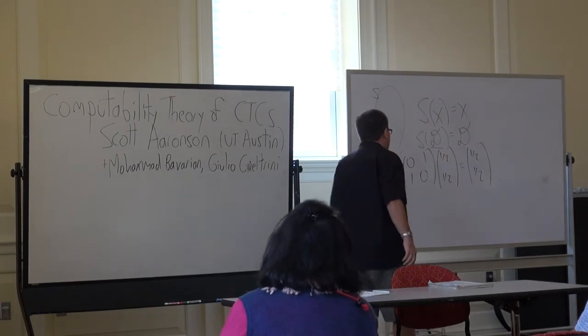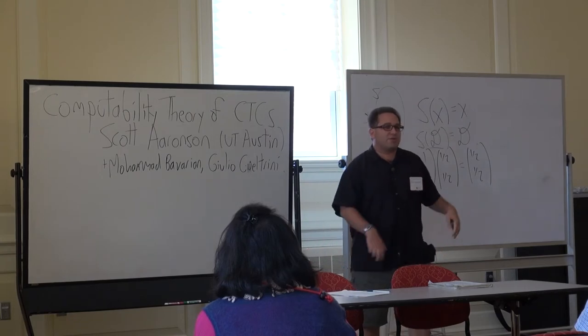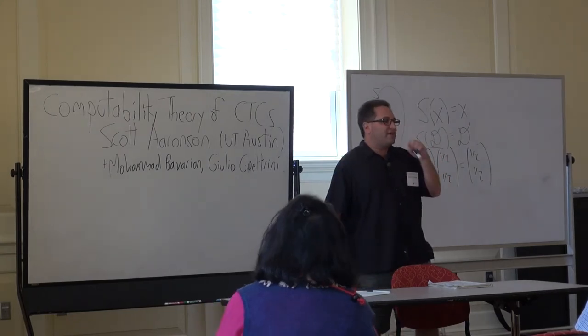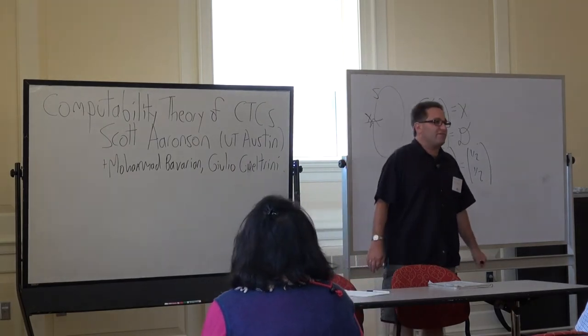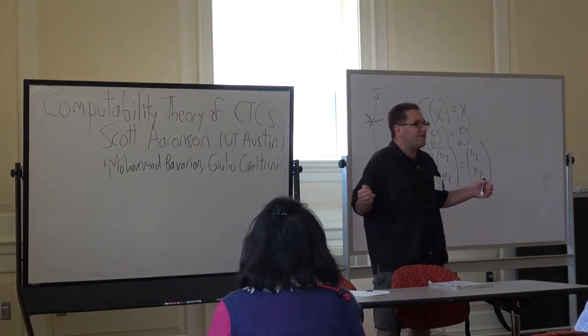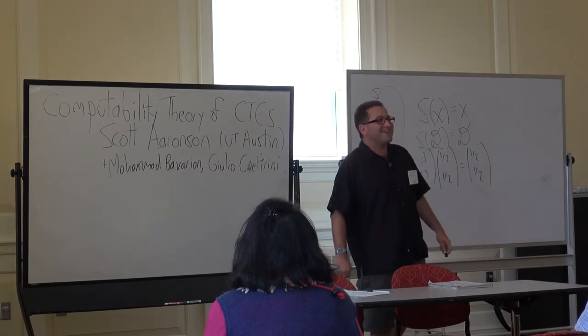Okay, so in the context of the grandfather paradox, this is just saying, well, you're born with probability half. If you're born, then you go back in time and you kill your grandfather. Therefore, you're born with probability half, and so on. Everything's consistent. There's no paradox, right?